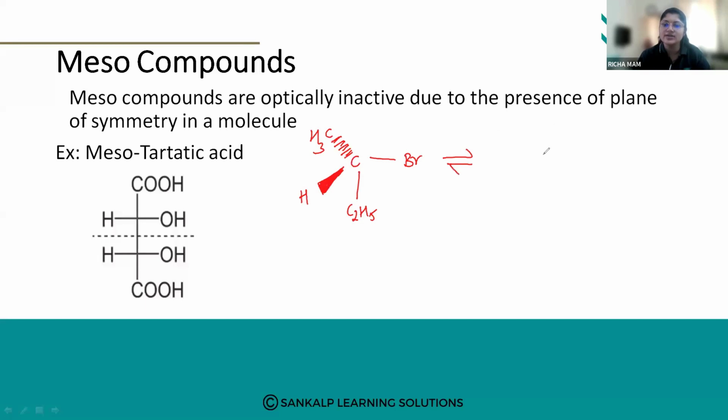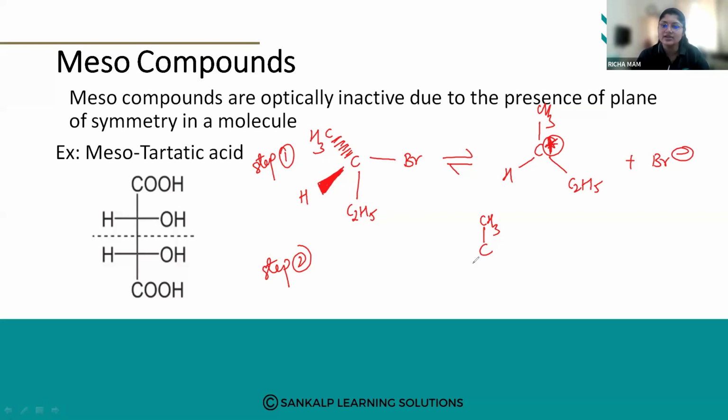The first step is a slow step. It proceeds via formation of a carbocation. This is the carbocation formed, plus Br minus. This is the slow step, step 1. Then step 2 is a fast step. So what is happening here? This is your CH3, H and C2H5. This is the tertiary carbocation. This is the secondary carbocation.